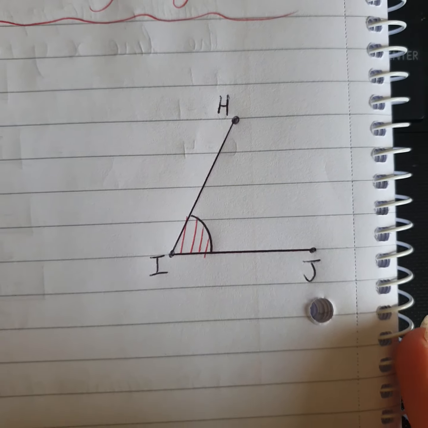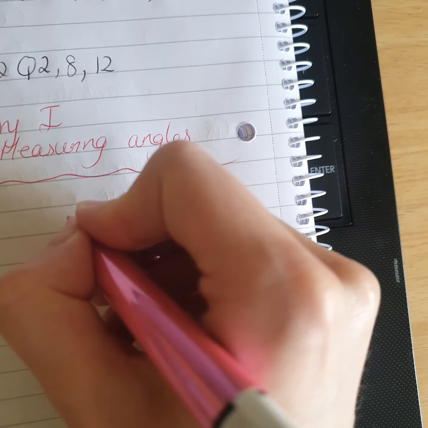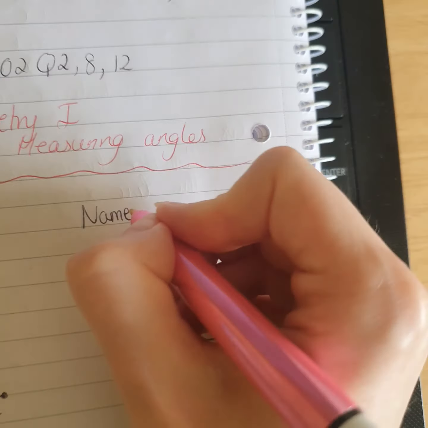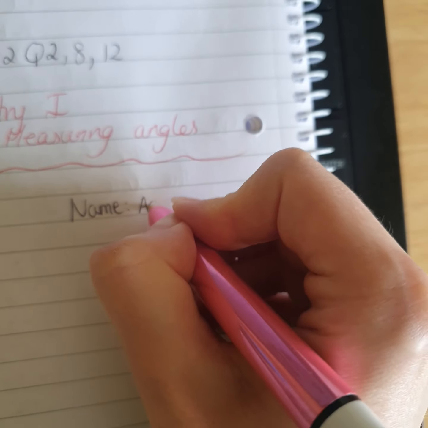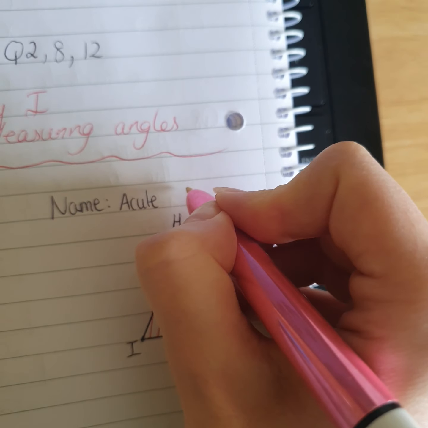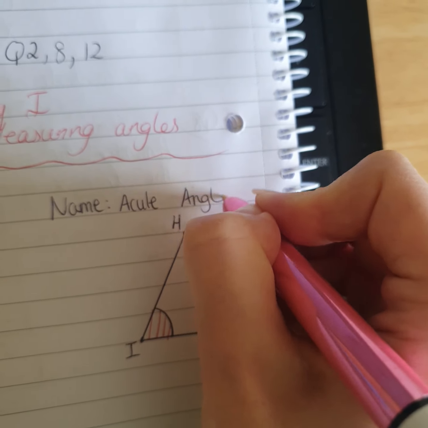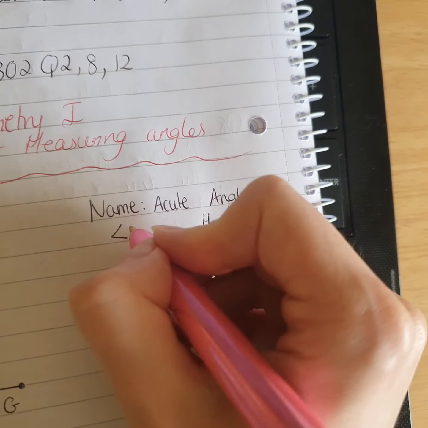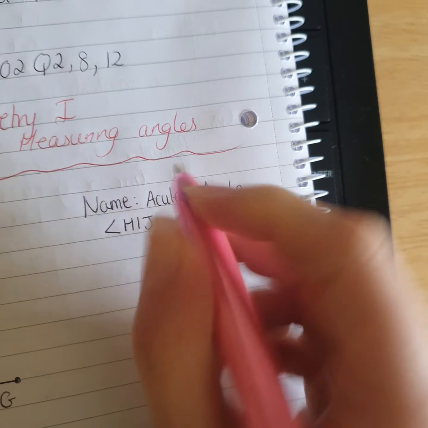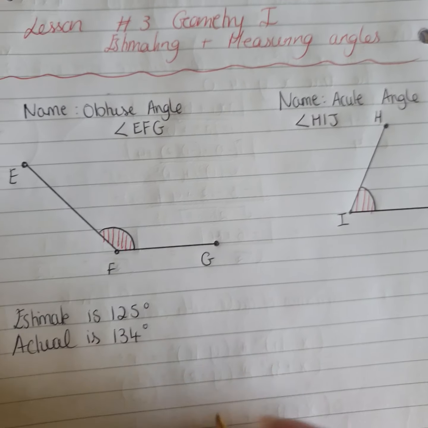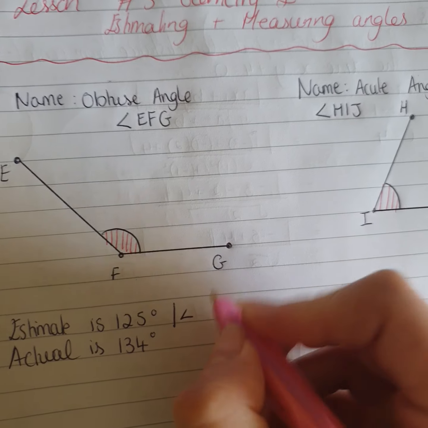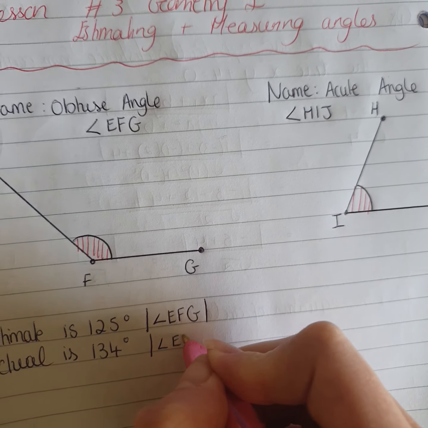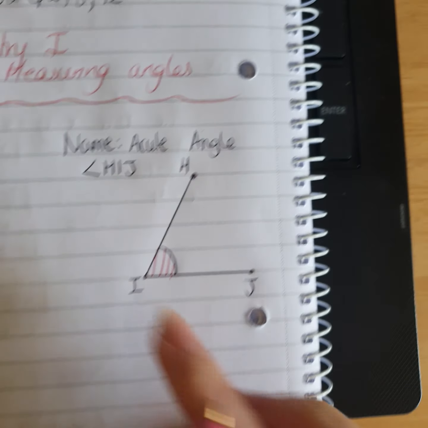Right, so what do we have here? What type of an angle is it? Right, so we'll name it. So it is less than 90 degrees, isn't it? So it is acute. So we'll say acute angle, and we'll call it angle HIJ. So HIJ. So that's what you use when you're calling it. But say when you're doing the measurement, so we'll say measurement of angle HIJ.